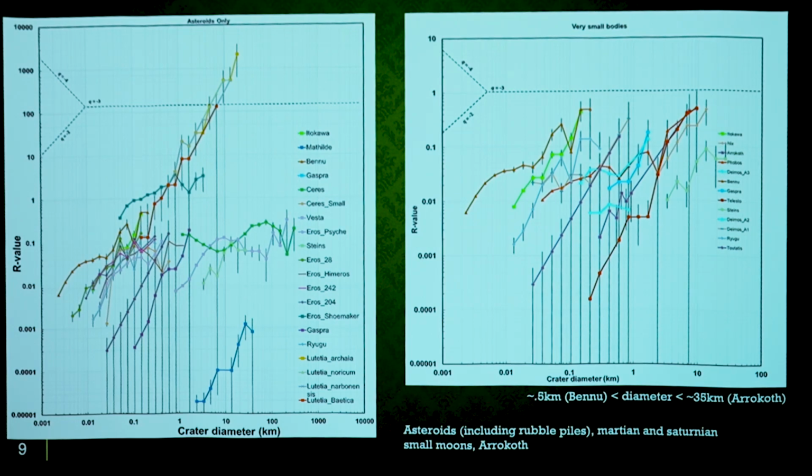And then very small bodies, these were limited by Arrokoth as the upper bound because I wanted to pull one body from every classification of body we have. Arrokoth being the smallest cold classical, this is the only cold classical we have a picture of, kind of by default set the size range on that to 35 kilometers, but they go down small enough as Bennu, which is about half a kilometer, all sharing this generally shallow slope.